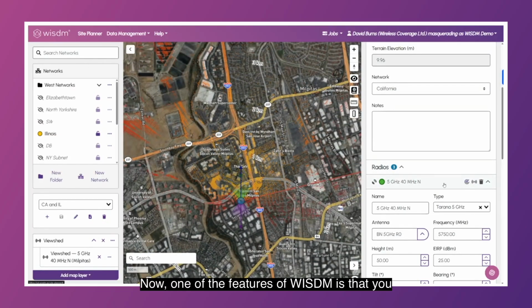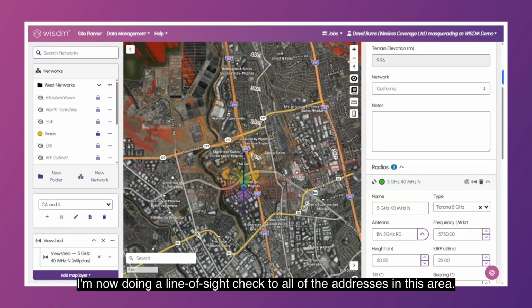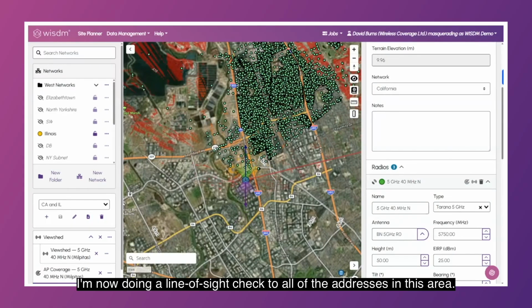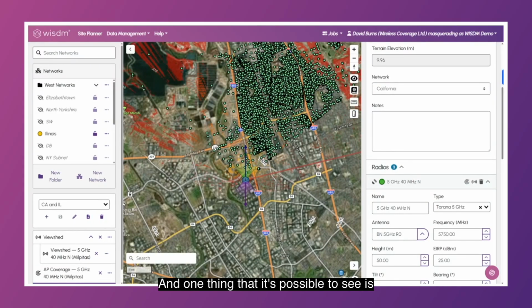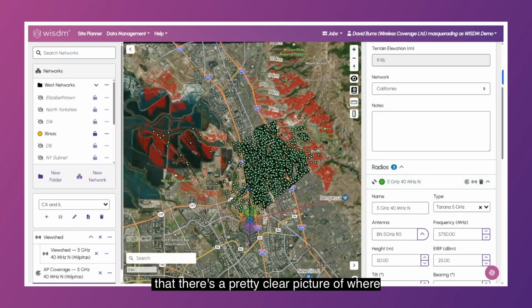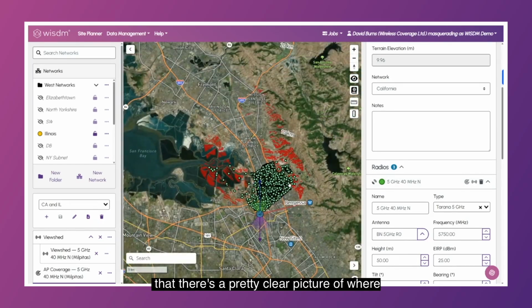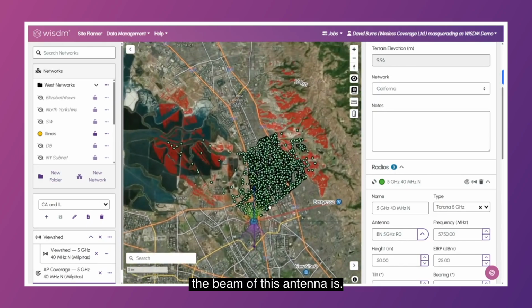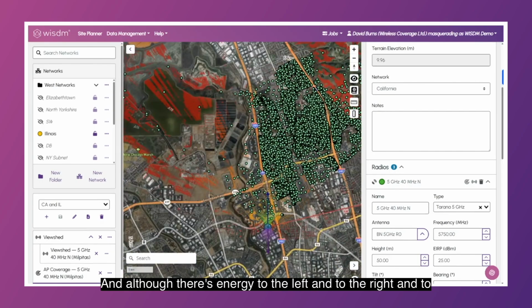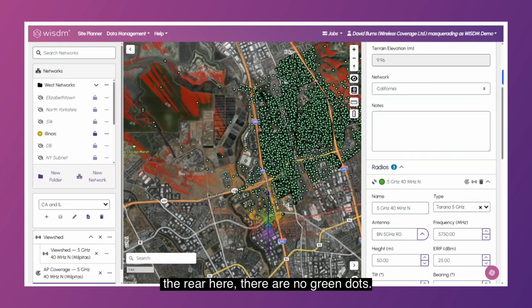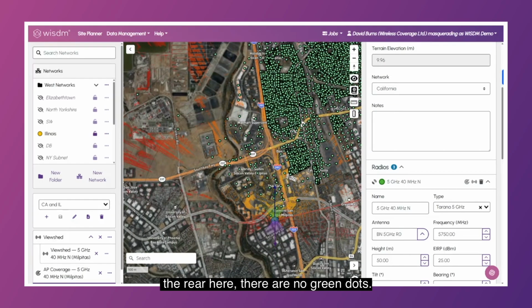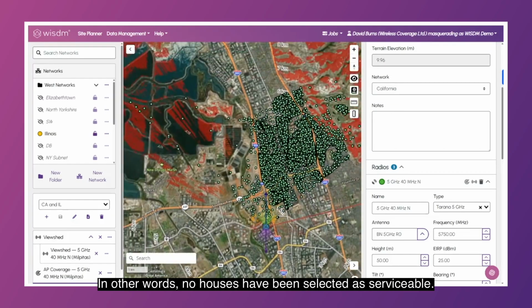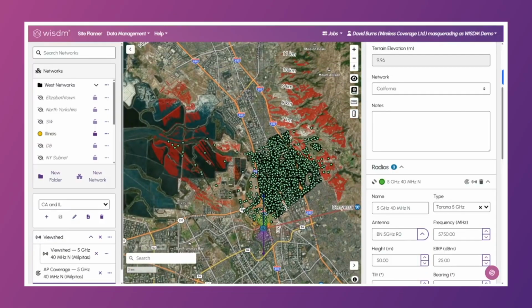Now, one of the features of WISDM is that you can tell it to ignore side lobes if you wish. I'm now doing a line of sight check to all of the addresses in this area. And one thing that is possible to see is that there's a pretty clear picture of where the beam of this antenna is. And although there's energy to the left and to the right and to the rear here, there are no green dots. In other words, no houses have been selected as serviceable. So we call this strict sector coverage.